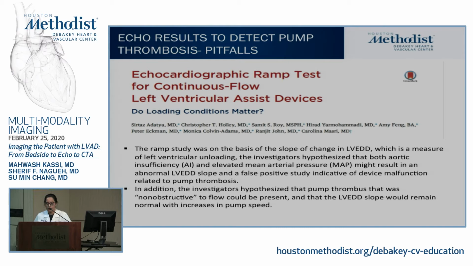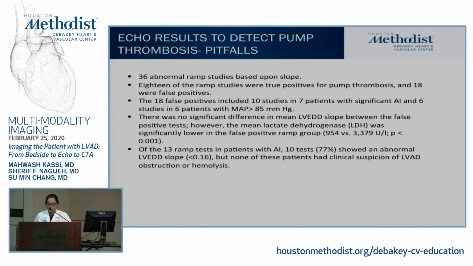But there are pitfalls to doing this for pump thrombosis, and what are those pitfalls? One is that the presence of aortic regurgitation can give you a false positive result. This was studied in a study from a year and a half ago, where they looked at the LV end diastolic slope, so to speak, and found that the LV doesn't decrease as much if there is aortic regurgitation. That's obvious, but they were able to prove that in this study. And the other thing is that if you have hypertension, the LVAD is not going to unload effectively, so it doesn't change the LV end diastolic dimension as much.